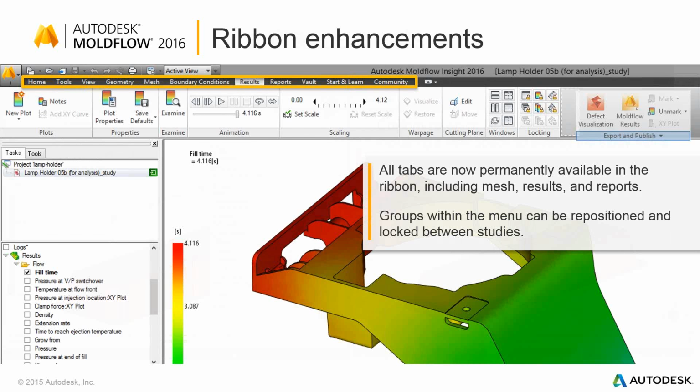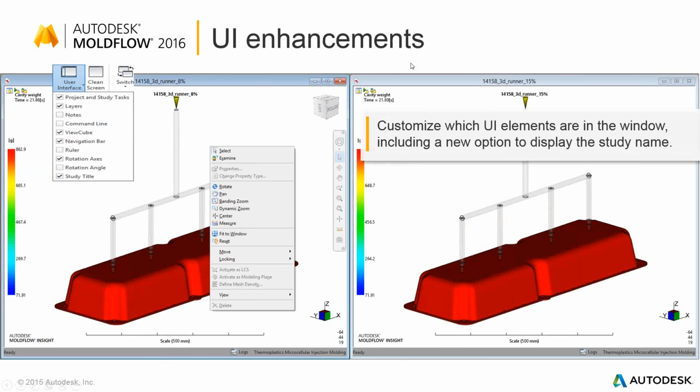Some other things that we added in this year's release is the ability to actually show the study name on this particular window. So there's new additional control options. You can switch on and off a couple more UI elements, like the study title would be displayed over here, but you can also switch off the view cube or the gnomon in the bottom over here. So it provides a lot more flexibility in how you want your user interface to look.